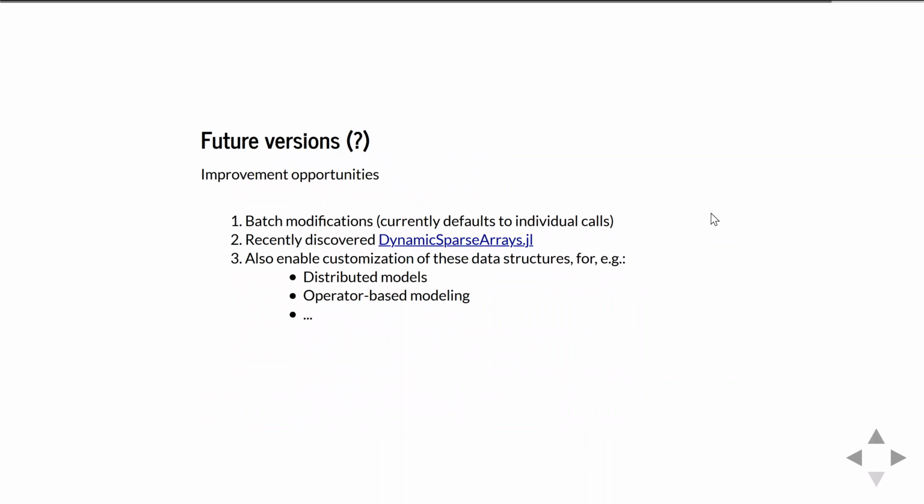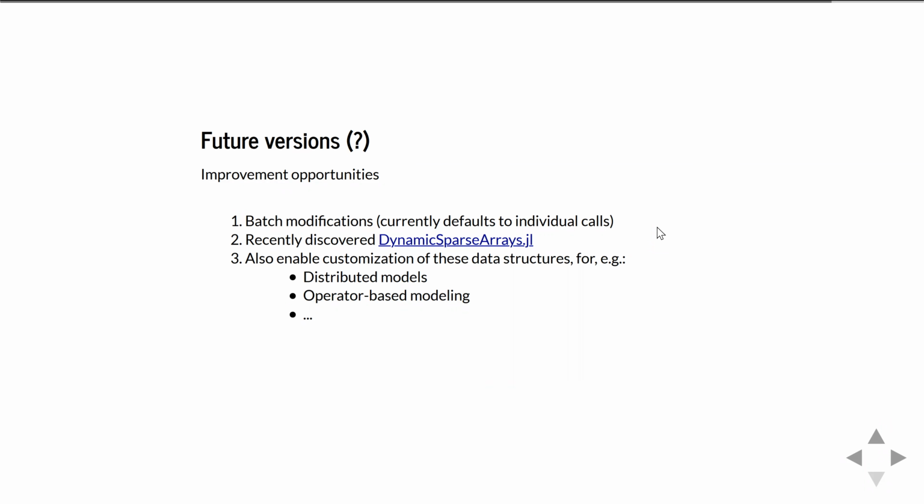Speaking of which, some improvement opportunities currently would improve batch modifications. So if you want to say add 5 variables or delete a bunch of variables at a time, currently this will default to individual calls, which is not as efficient. I recently discovered that there's a package curated by the people behind Coluna called DynamicSparseArrays. It might also provide some useful data structures here.